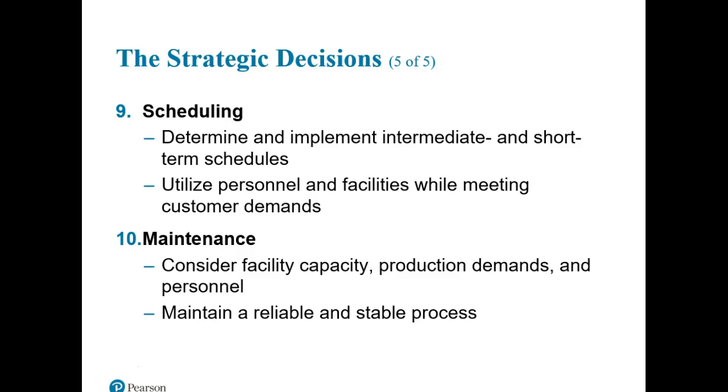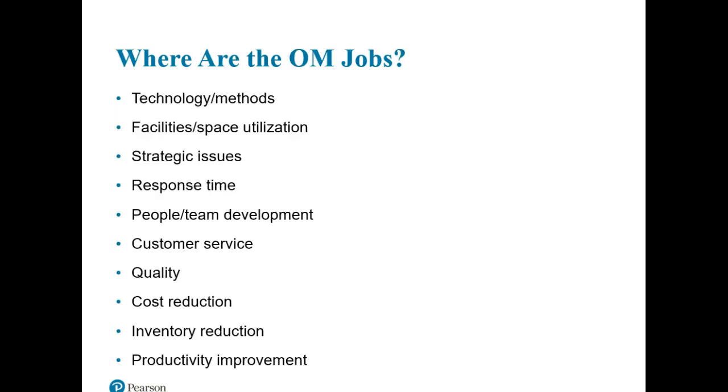Now, scheduling determines and implements intermediate and short-term schedules that effectively and efficiently utilize both personnel and facilities while meeting customers' demands, and scheduling will be covered in Chapter 13 and 15. And finally, maintenance. Maintenance requires decisions that consider facility capacity, production demands, and personnel necessary to maintain a reliable and stable process. We will cover maintenance in the final chapter, Chapter 17.